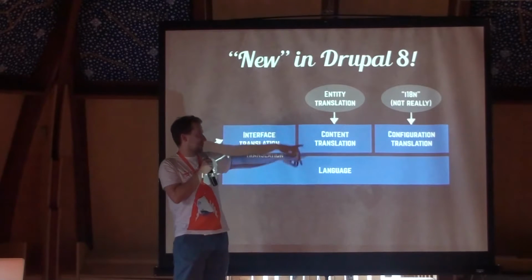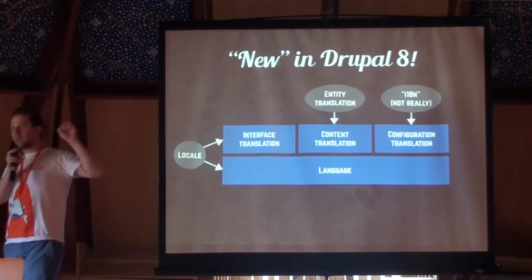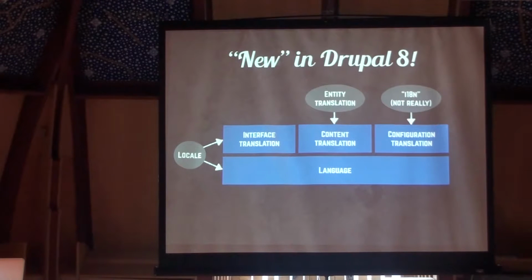And then there's config translation, which is kind of I18N and variable module, kind of, sort of, not really. So I18N provides a lot of the features that now configuration translation provides, like translating views, well, not views, but it's integrated with translating views. Like translating block information, translating field labels and stuff like that. That's done in configuration translation.